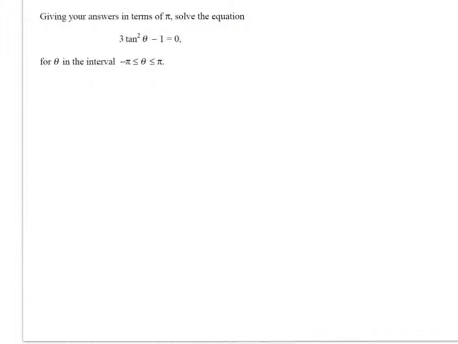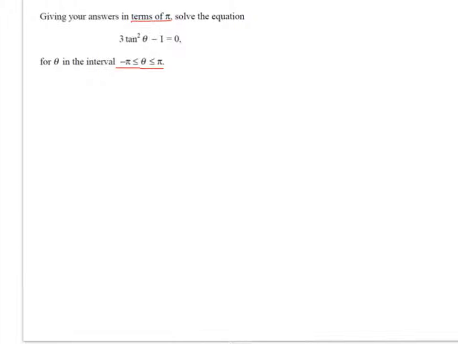Core 2 Progress Test Question 1. Give your answer in terms of pi, solve the equation 3 tan squared theta minus 1 equals 0 for the interval of minus pi to pi.